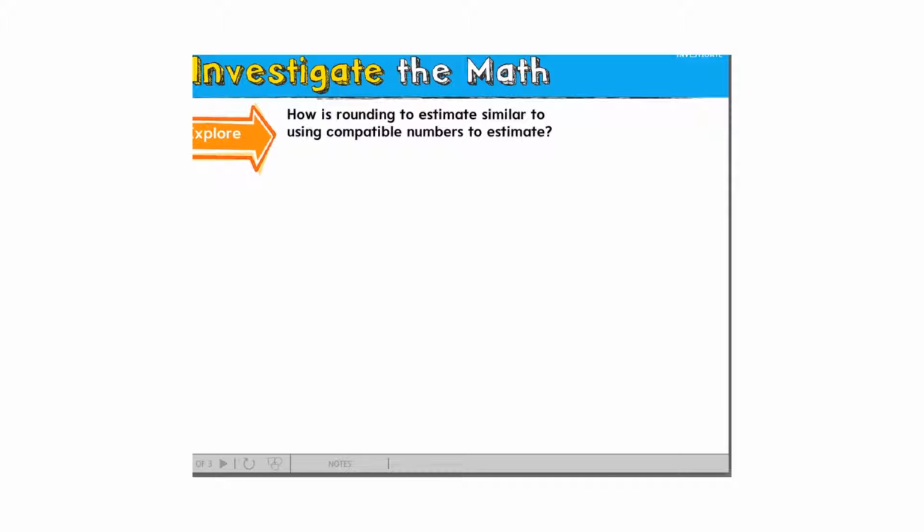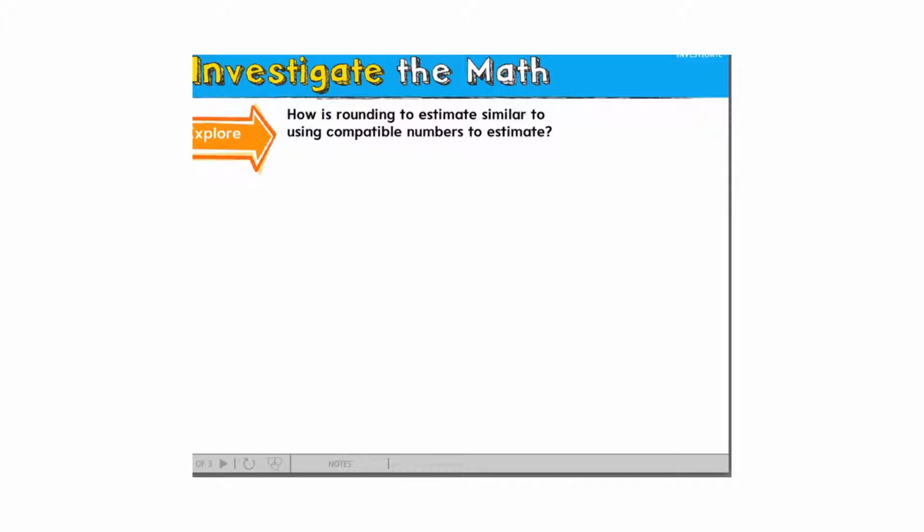So when we round numbers, we go either up or down with the number. Usually we round up a little bit, or it stays the same. Compatible numbers means we are choosing numbers that you can easily multiply or divide in your head. Okay, that's the difference between using compatible numbers and rounding.